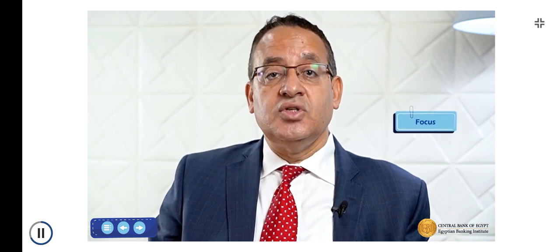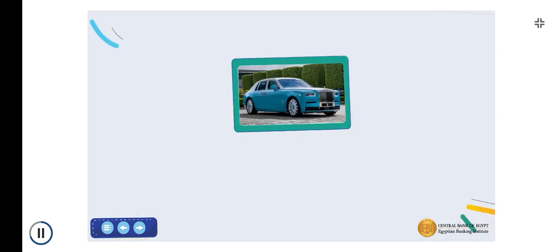The third strategy is called focus. Rolls-Royce is using the focus to hit the competition. Focus means concentrating on a very narrow or small or niche segment in order to compete.